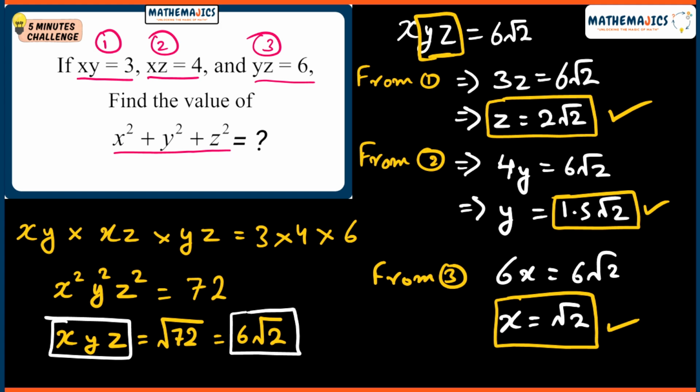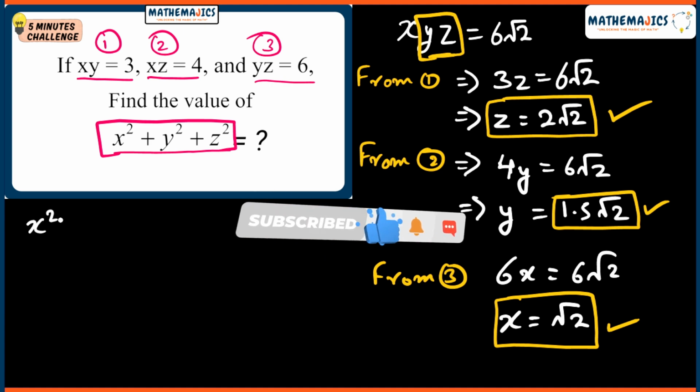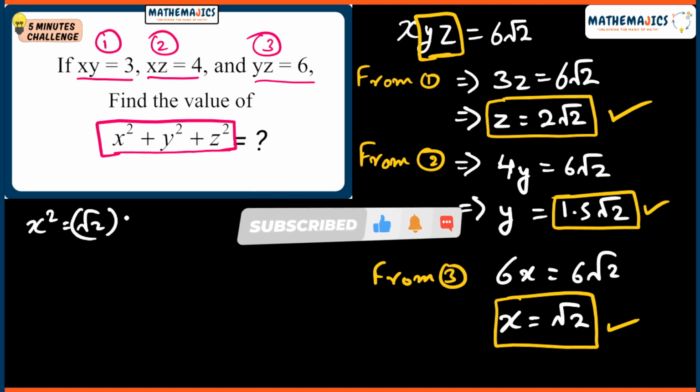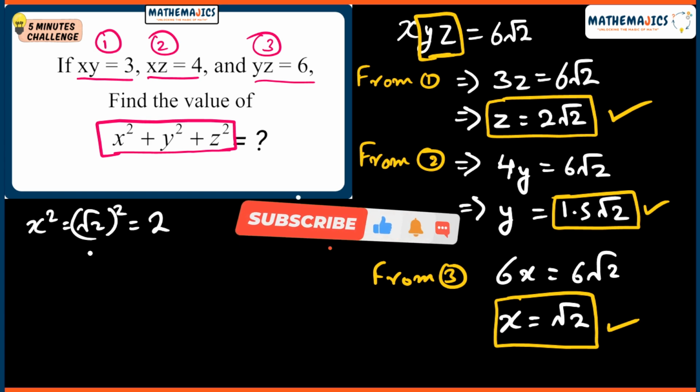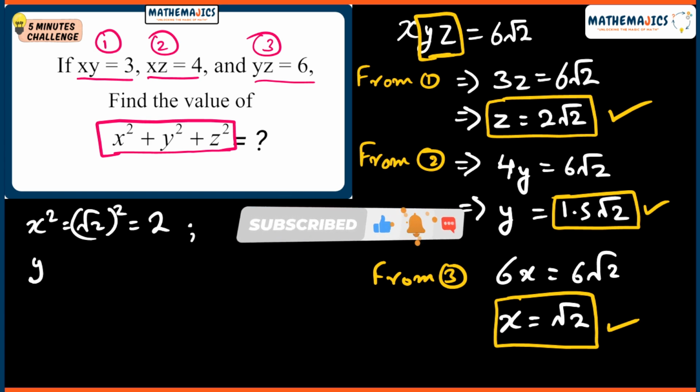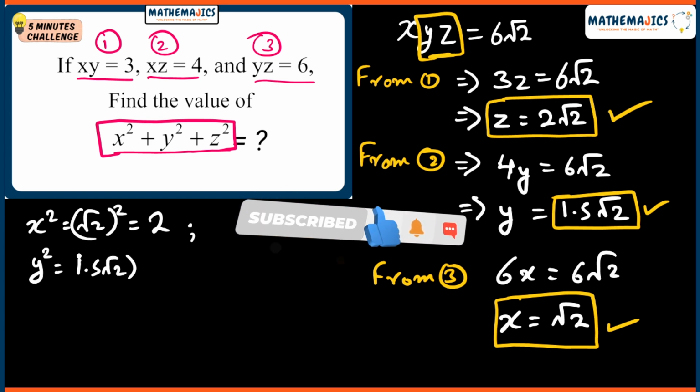Now we are almost reaching the conclusion. We need the value of x square plus y square plus z square. This is quite easy now, yes? So let's see how we can solve this. x square will be root 2 square, which will give us 2, correct? Similarly, we can find y square. y square will be 1.5 root 2 whole square.